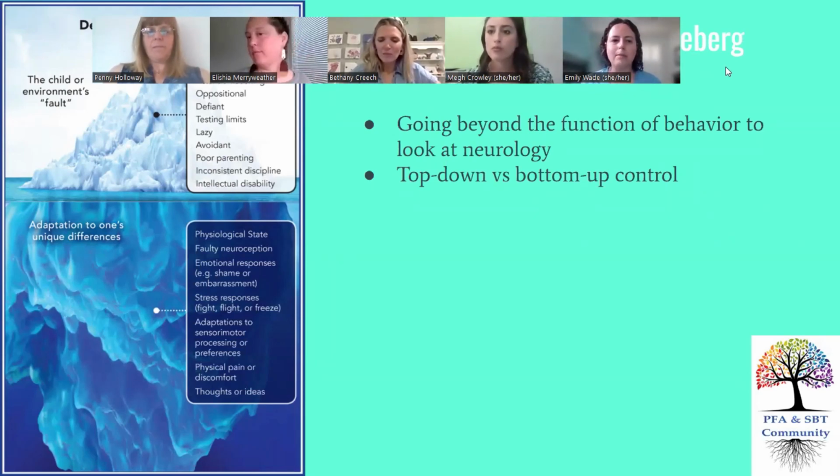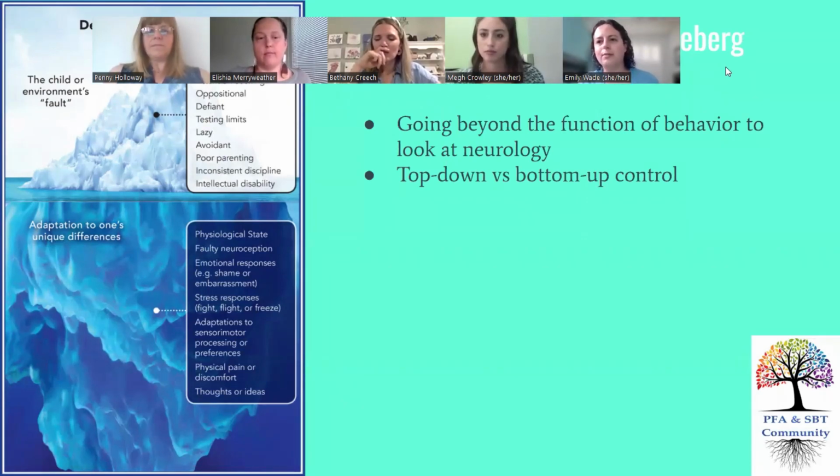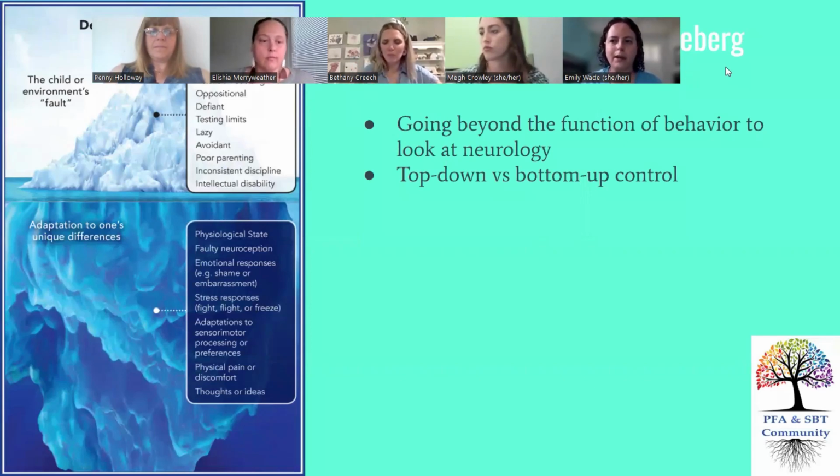And a lot of the time what we see with meltdowns and things like that is really coming from a place of bottom-up control, because there are more basic needs that aren't being met. And we look at it as top-down control. We assume that this is a choice that they're making. So being aware that those are usually coming from a place of bottom-up control means that we're able to better identify what needs aren't being met and make sure that we can help them regulate.